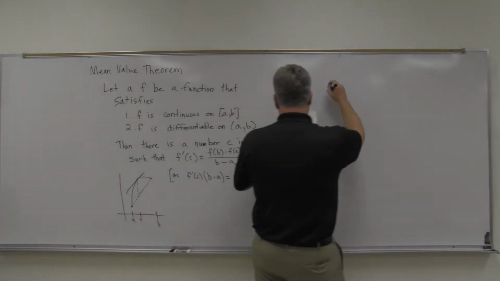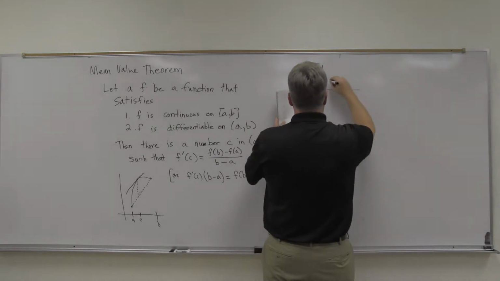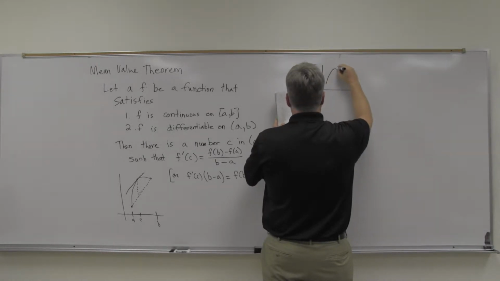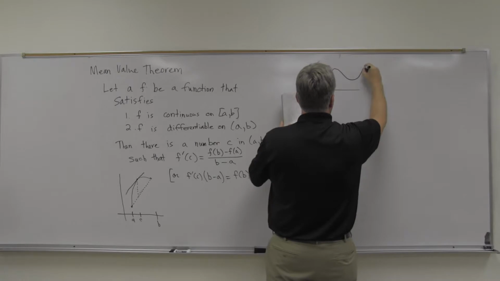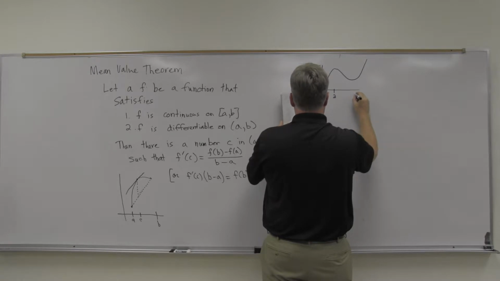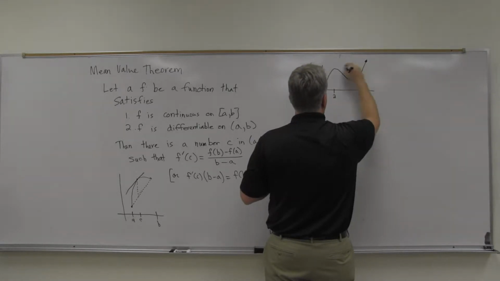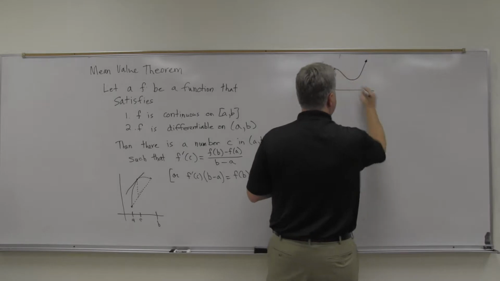All right, so let's put in another graph here. Call this high point here 2, and then we'll put 5 over here. So I'm going to go 2 to 5.